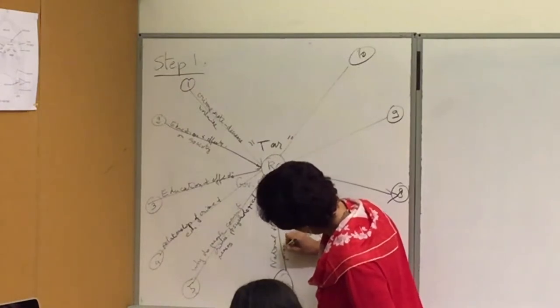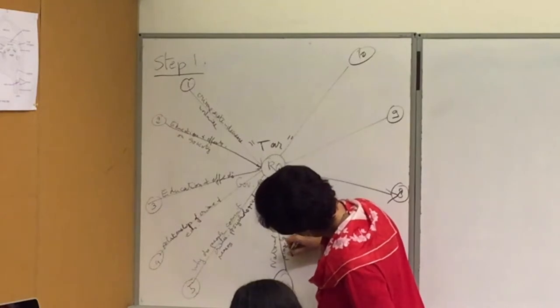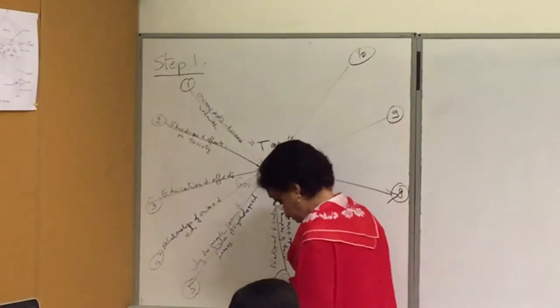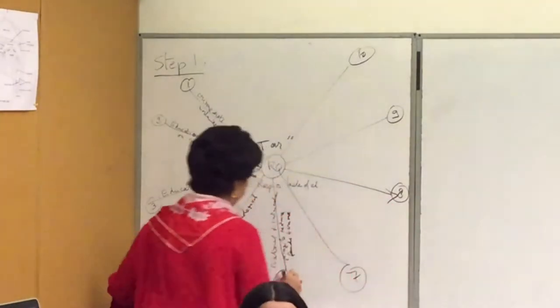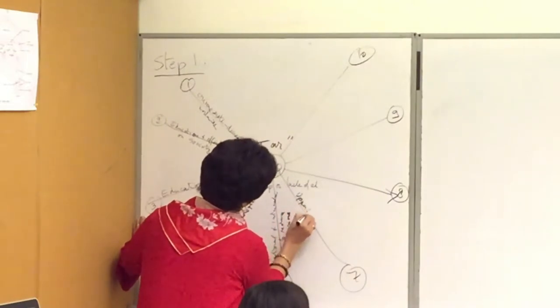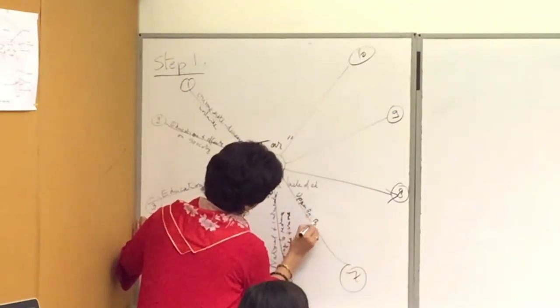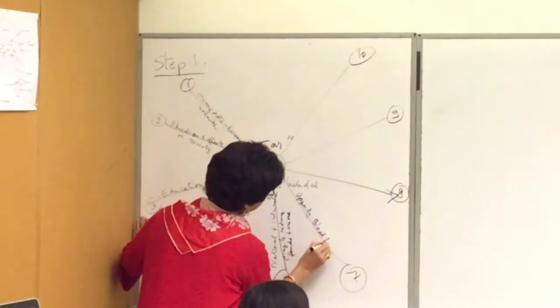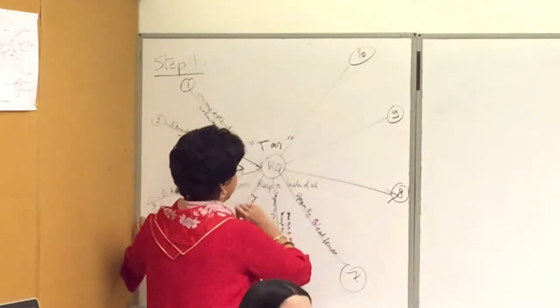Programs to reduce feuds and crime. Okay, what's your source number seven? Upper Egypt. Upper Egypt, yes. Okay. Blood feuds, okay. What's number eight?